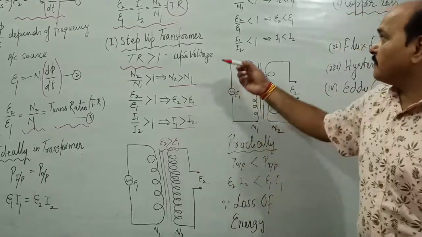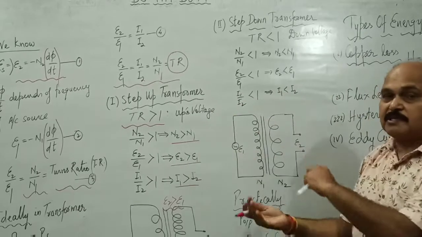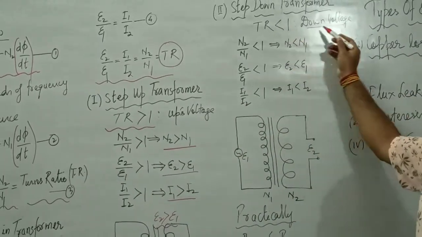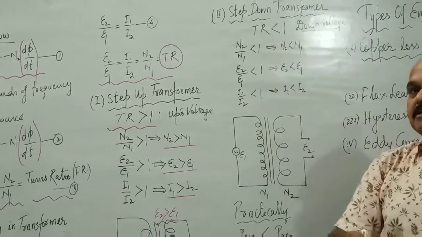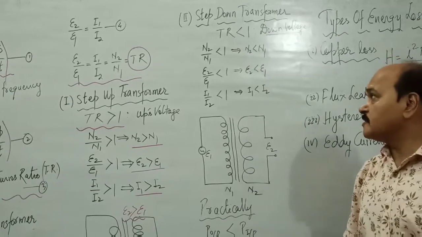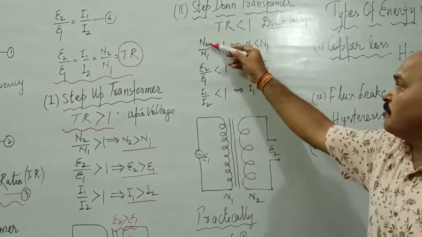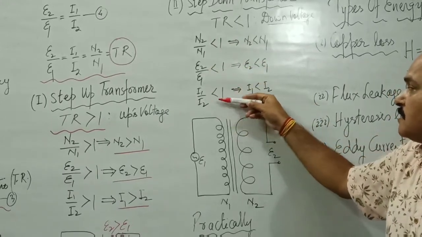There is another type of transformer which is called a step-down transformer, and everything is vice versa for this. For a step-down transformer, the turn ratio is less than 1. A step-down transformer decreases the alternating voltage. Since the turn ratio is less than 1, therefore N2 upon N1 is less than 1, E2 upon E1 is less than 1, I1 upon I2 is less than 1.